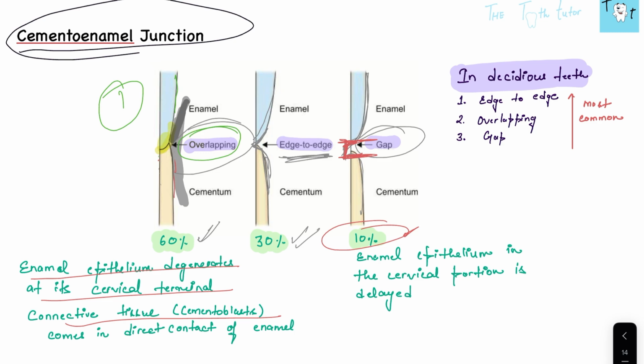Now in 30% there is no change: the enamel ended over here, the cementum laid down over here, so there is no anomaly as such. Now in the third type, the gap junction, maybe what happened is the enamel epithelium stayed in here for a longer time than was expected. It overstayed, and by then we already had the dentine formation and the cementum formation had already started below it. So it stayed over here, and that's why no cementum ever formed in the gap.